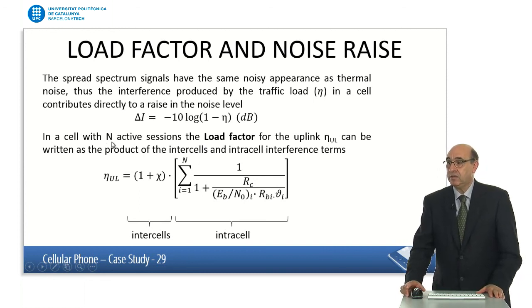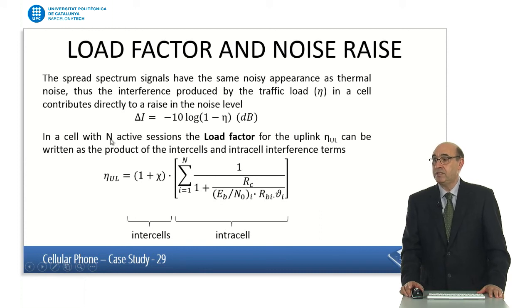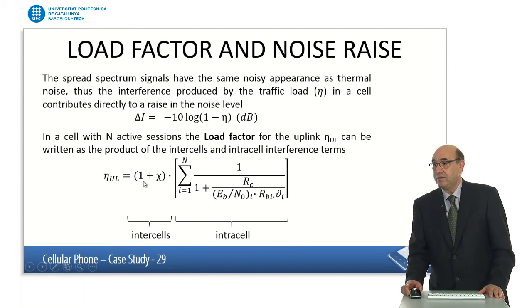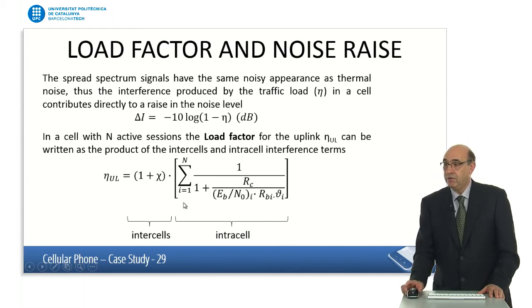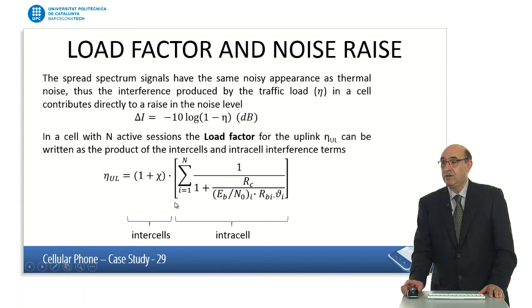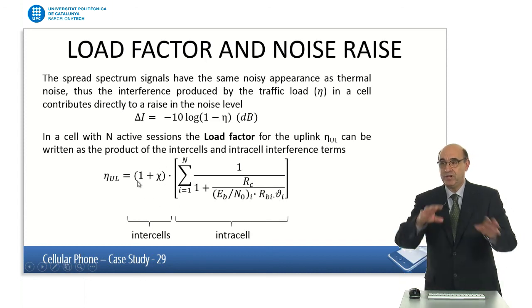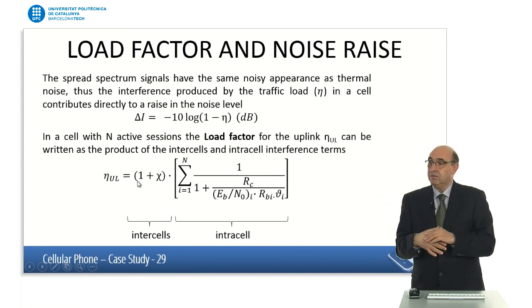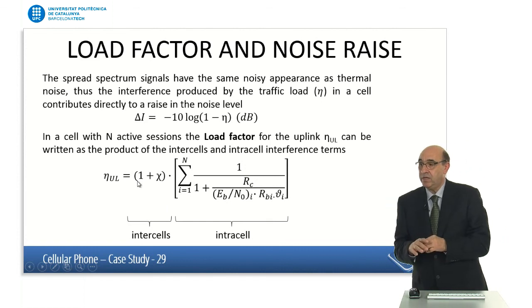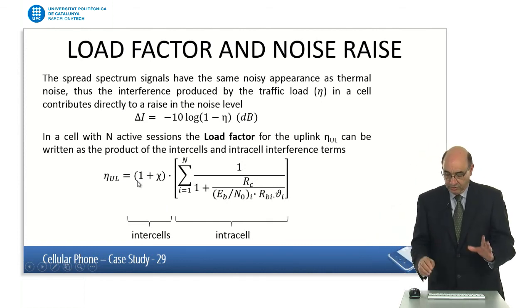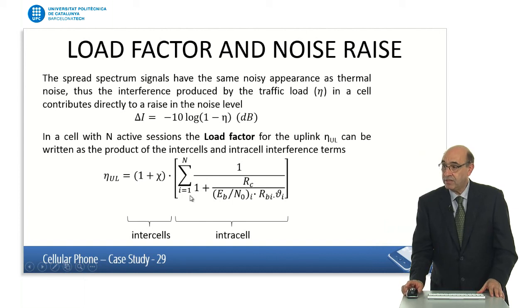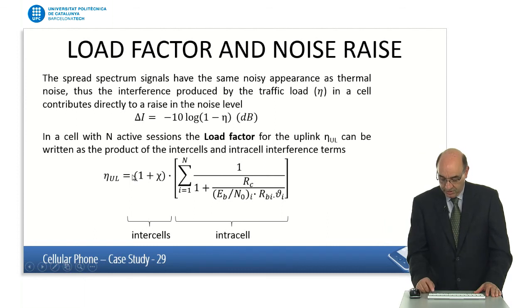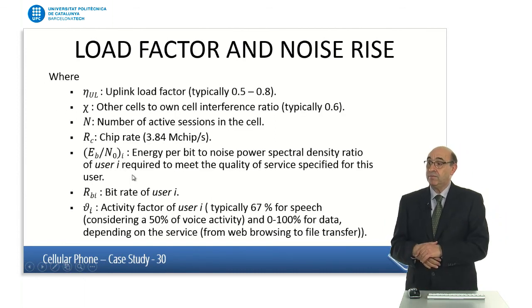So for the uplink, assume you have n users in the cell, then you can write the load factor as dependent on two things: the number of users in your cell and also the interference that your neighboring cells will be in some way affecting you. So those two terms, the intracell and the intercell, are modeled in this way. And the parameters that are involved in this formula are defined in this one.